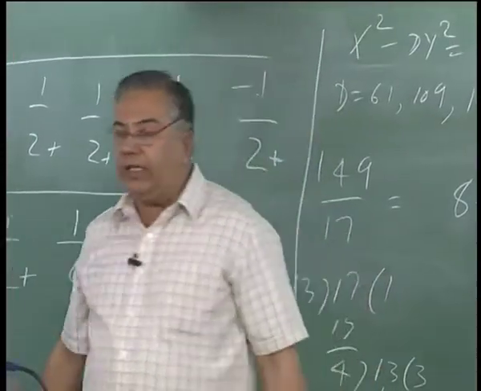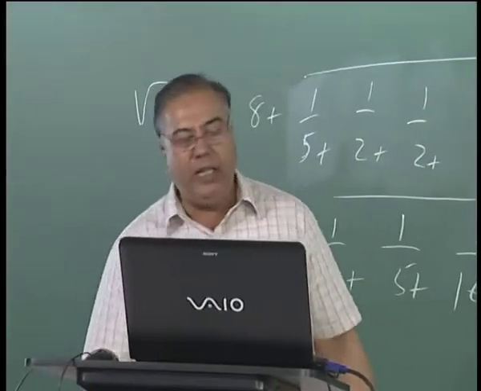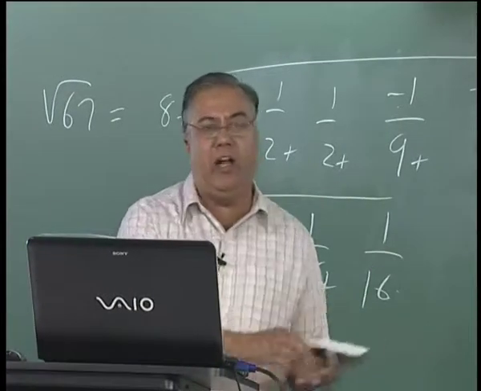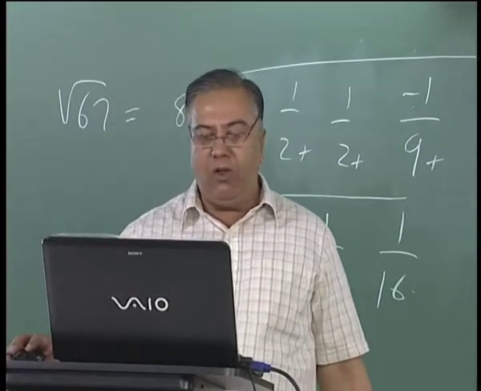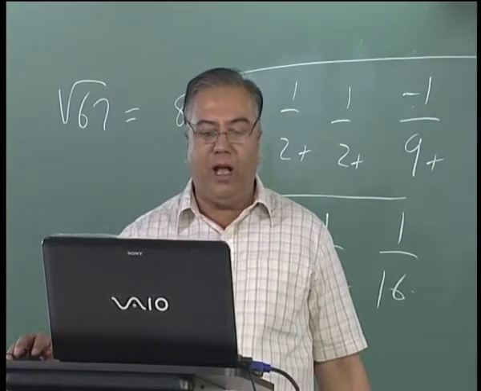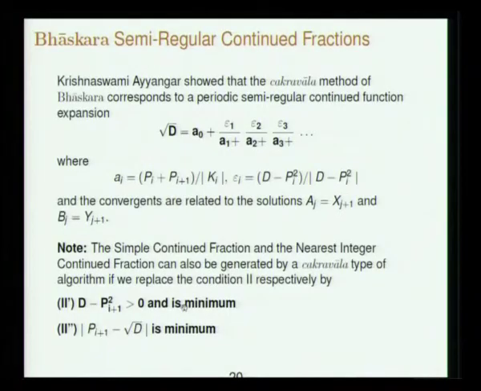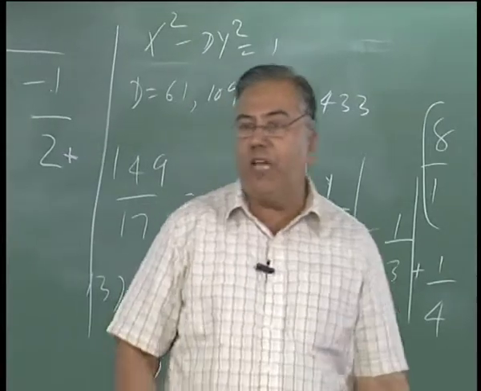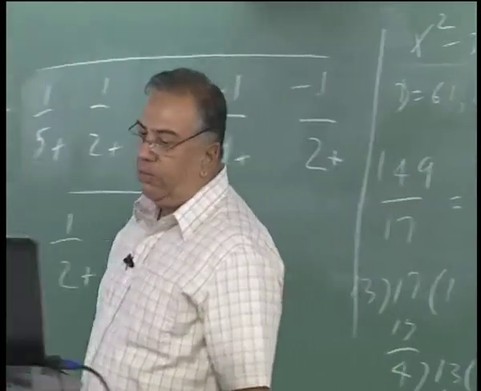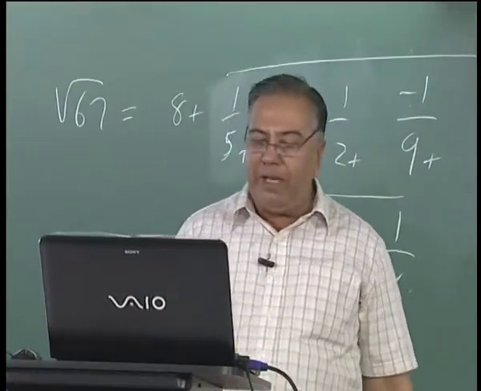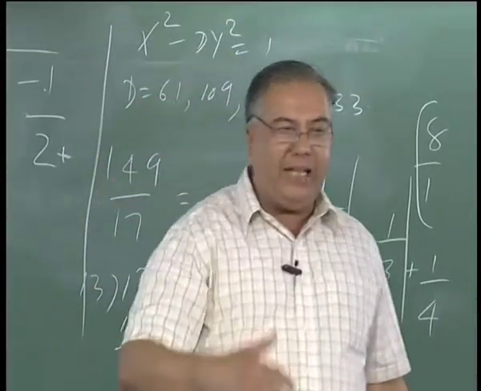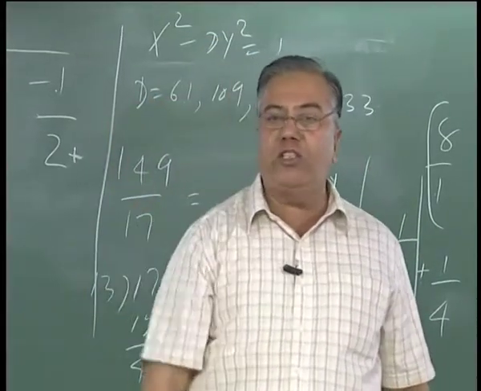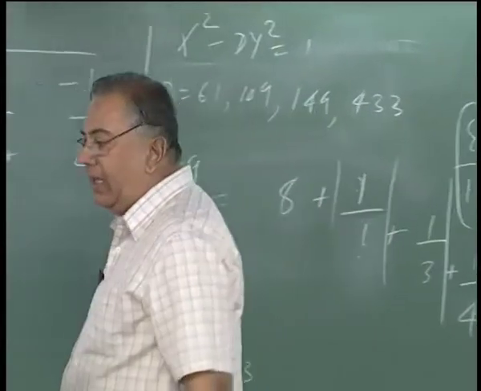the square root of d as a continued fraction. Next thing he pointed out was that the simple continued fraction algorithm can be viewed as similar to the Chakravala algorithm, only you change the condition of Bhaskara, that the modulus of p plus 1 squared minus d be minimum, to the condition that d should be greater than p plus 1 squared and d minus p plus 1 squared should be minimum. So the value of p plus 1 should be so chosen that its square is less than d and it is closest to the value of d.